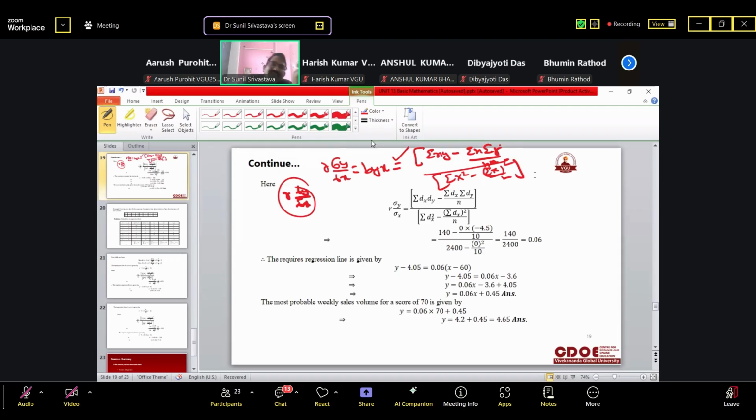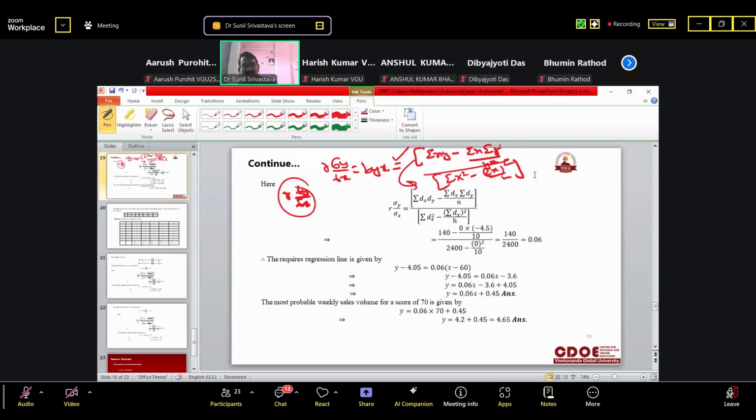So the formula written here is of this form: summation of dx dy, that is summation of xy minus summation of dx times summation of dy upon n, divided by summation of dx square minus summation of dx whole square by n. In this way, we can find out the regression coefficients.